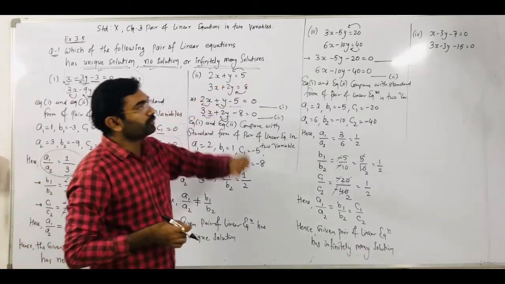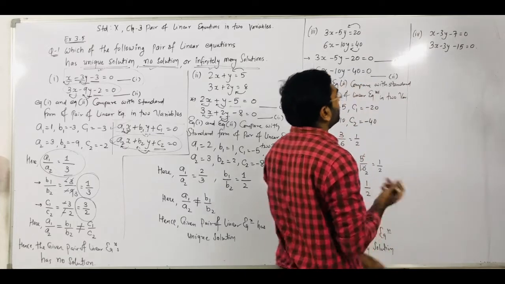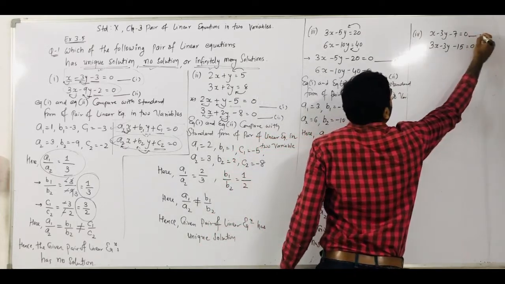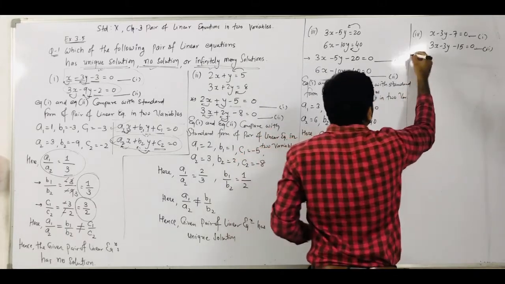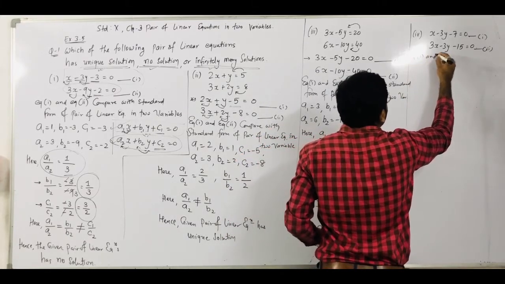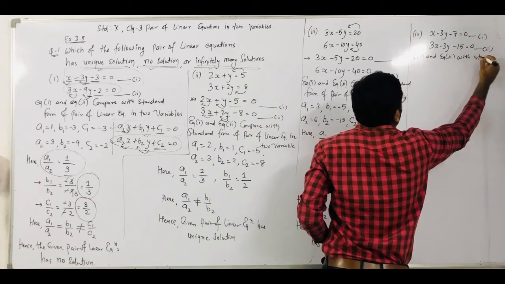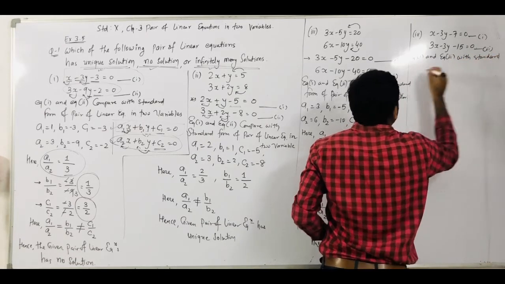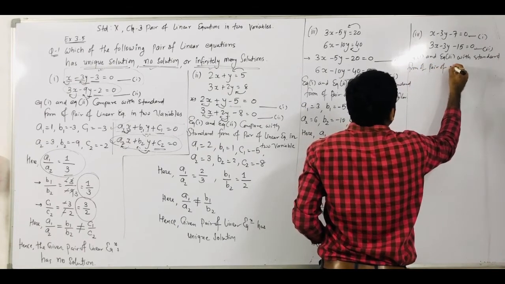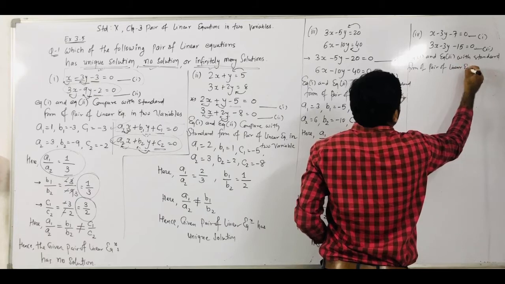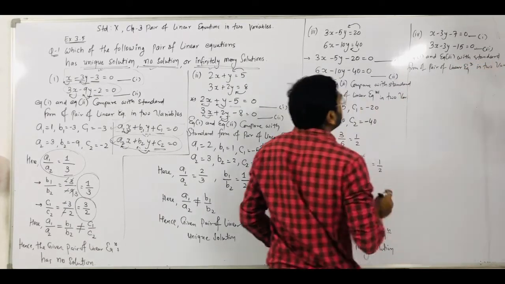Now question number 4. In question number 4, in the right-hand side of the equations 0 is given, so it is already in standard form. So we have equation 1 and equation 2. We have to compare equation 1 and equation 2 with the standard form of a pair of linear equations in two variables, right?